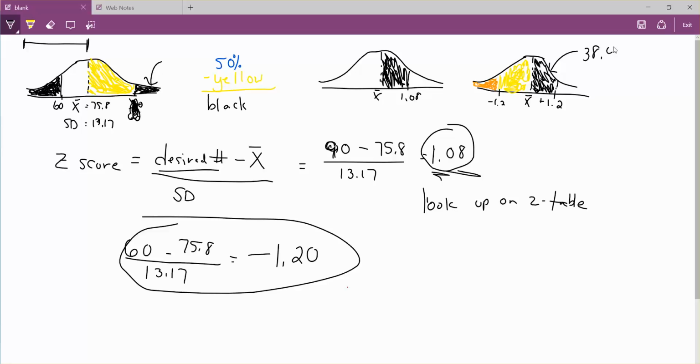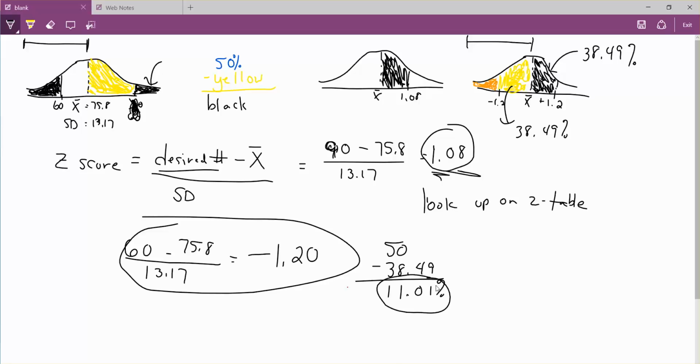So 38.49% was the value of this black area. So it's also the value of this gray area. So to find the value of the orange area, I take 50% because 50% is half of my distribution. And then I'll subtract the 38.49. And that's going to give me what? 11.01%. So the percentage of my students that earn 60% or less on the first exam is 11.01%.